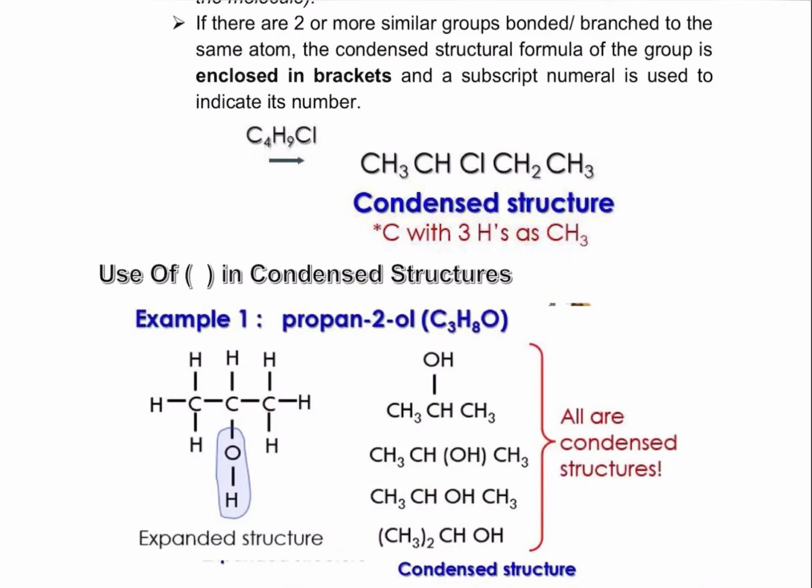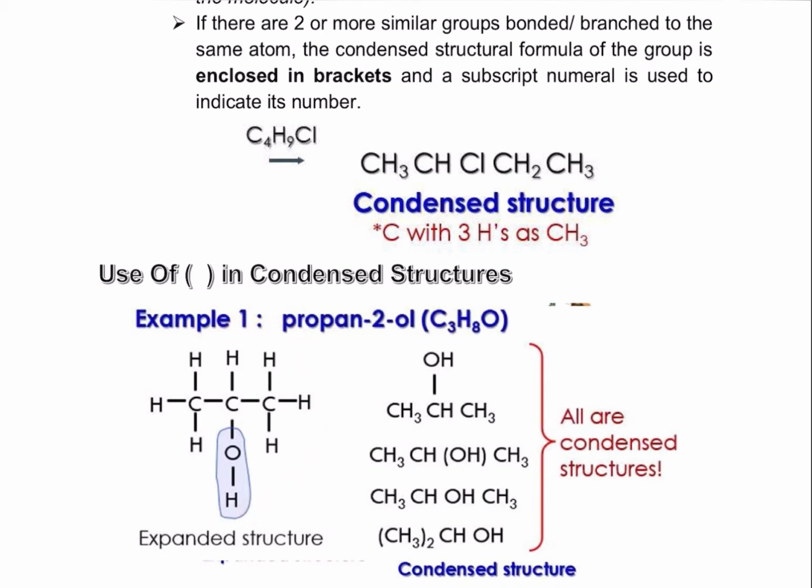The next one, we are going to use the bracket in condensed structure. What is the example for that? I have propan-2-ol with its molecular formula C3H8O. So you have the expanded structure for this molecule. The best way to start drawing the condensed structure for the molecule is to start with the expanded structure. For this case, I have already expanded it.